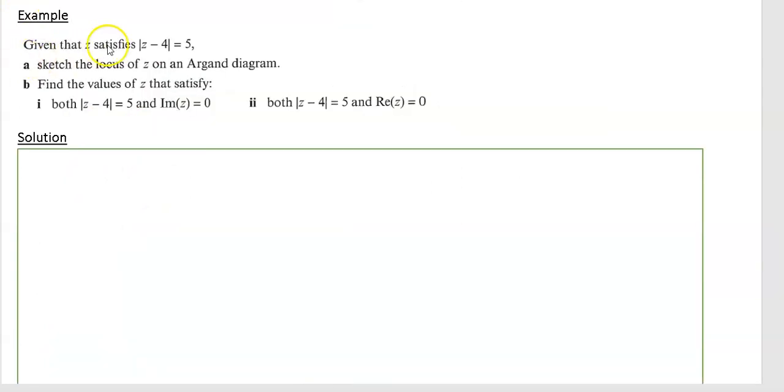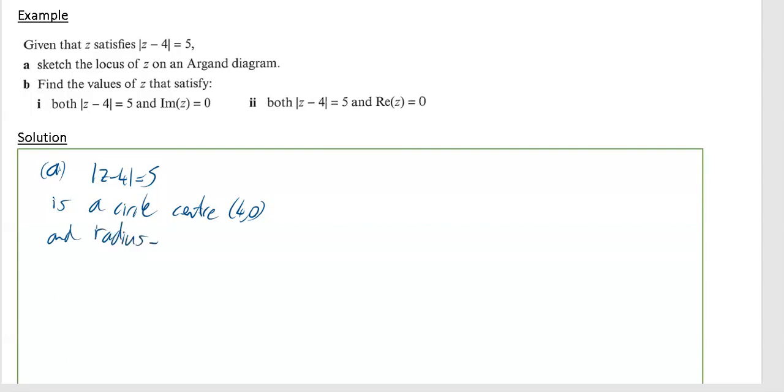It says, given that z satisfies the modulus of z minus 4 is equal to 5, sketch the locus of z on the Argand diagram. Okay, first of all, this is going to be the locus of a circle. So the modulus of z minus 4 equal to 5 is a circle which has center (4, 0) and radius equal to 5. Okay, so it's a very simple sketch.